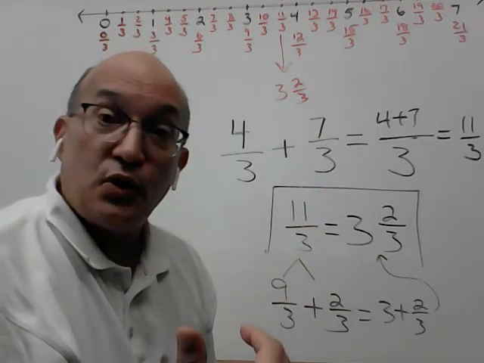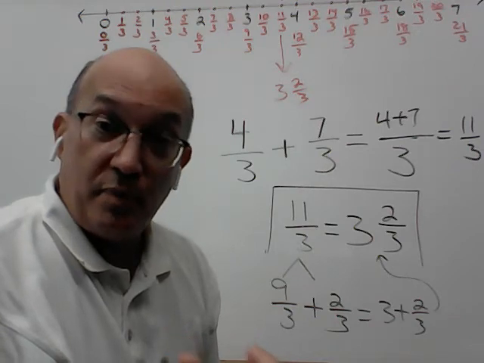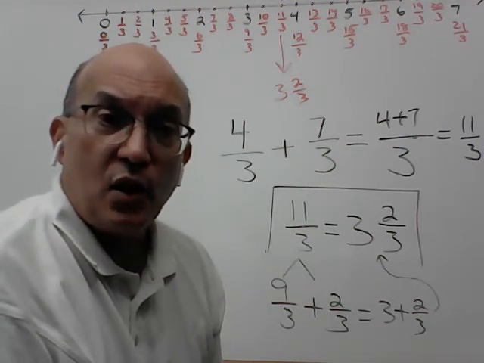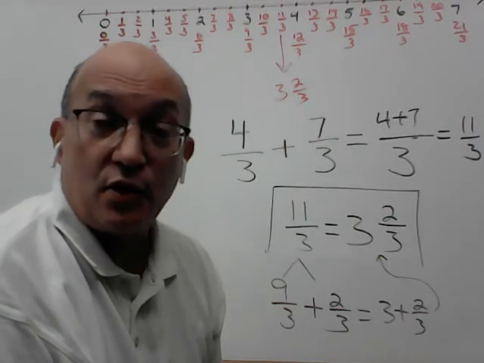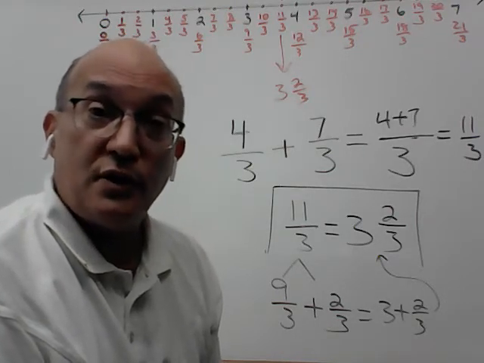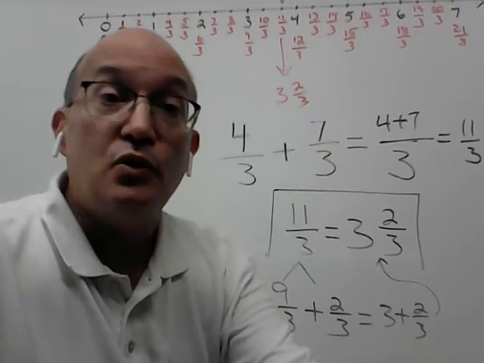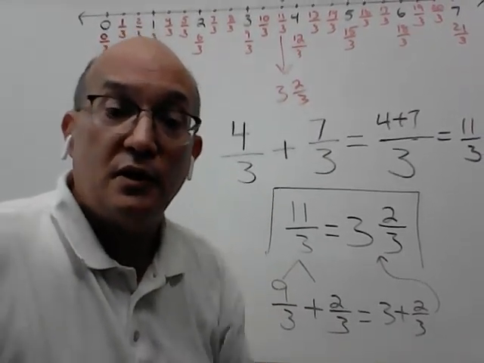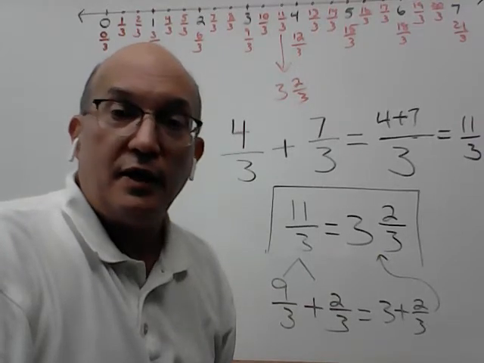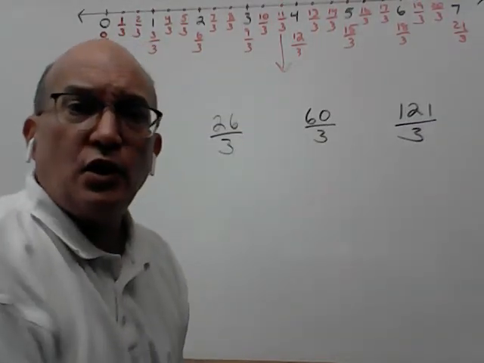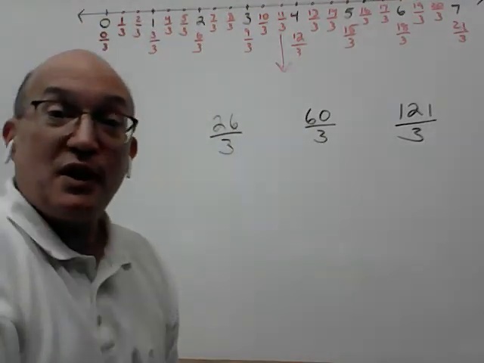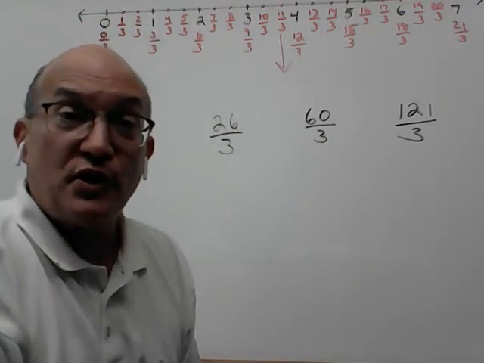Do you want to test your ability right now to think abstractly? We'll do maybe another question or two about thirds, and then maybe go to another kind of fraction with a different denominator, higher than 3. Let's try. So let's take a look at these three fractions. They are improper fractions, because the numerator is greater than the denominator.